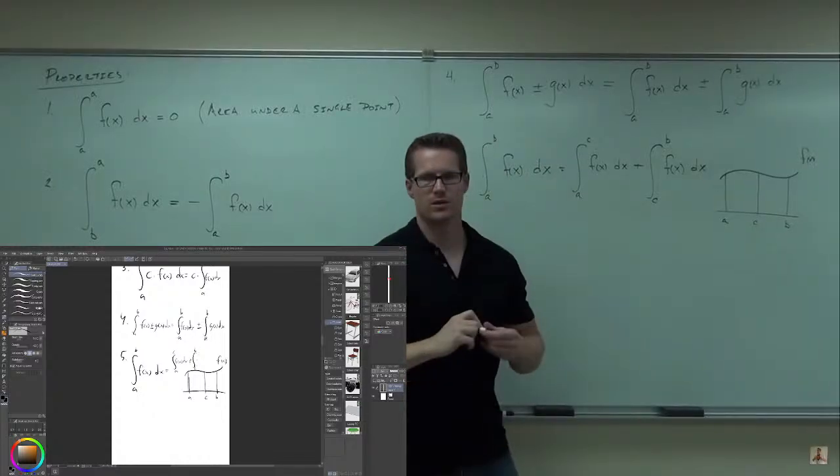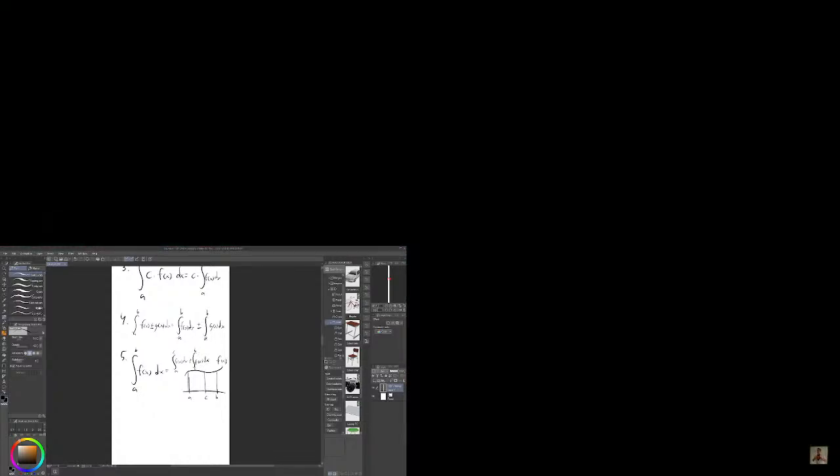That's another way that you can split up an integral. Find the area piece by piece. You can do that as well, as long as this number is between a and b, and they match right up to it. So you start at a, you end at c, and then you start right again at c.